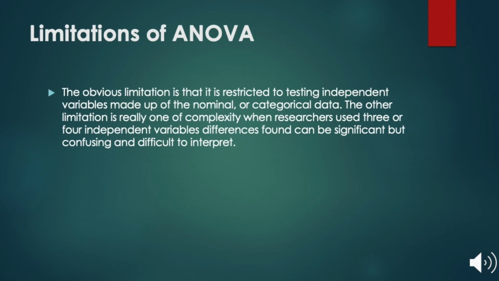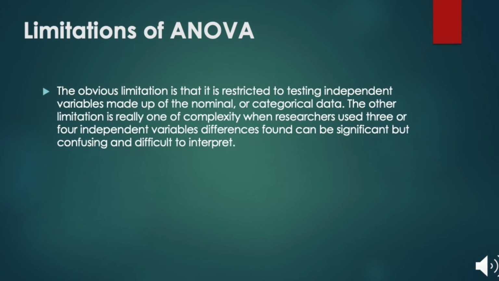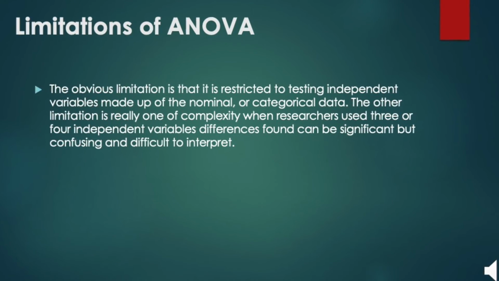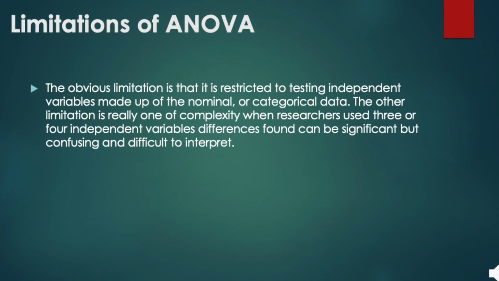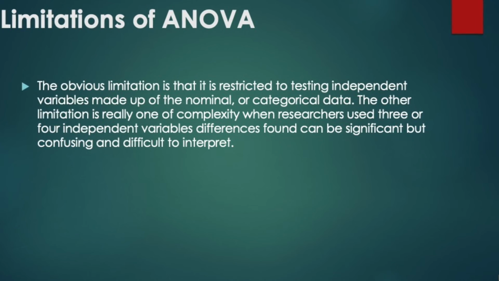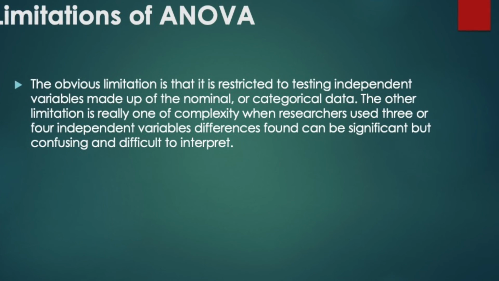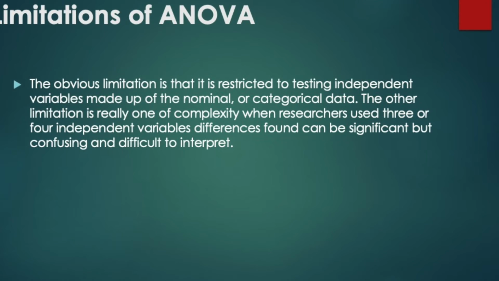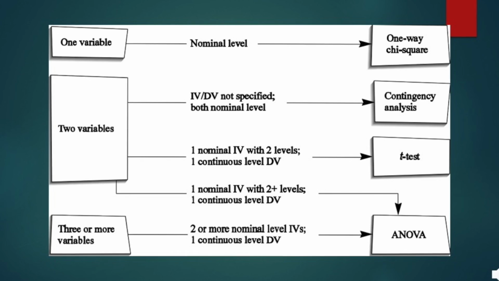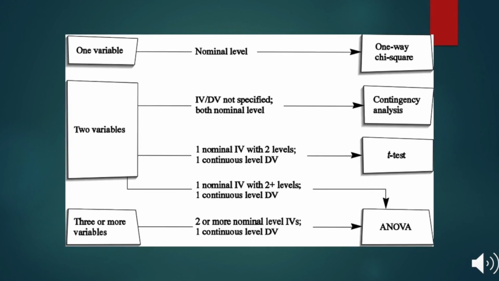Limitations of ANOVA. The obvious limitation is that it is restricted to testing independent variables made up of nominal or categorical data. The other limitation is really one of complexity. When researchers use 3 or 4 independent variables, differences found can be significant but confusing and difficult to interpret. This chart can help you determine the appropriate test of difference by identifying the number and types of variables in the research questions or hypotheses.